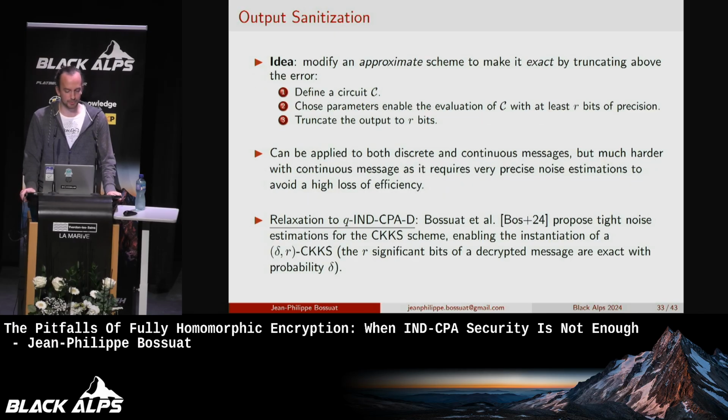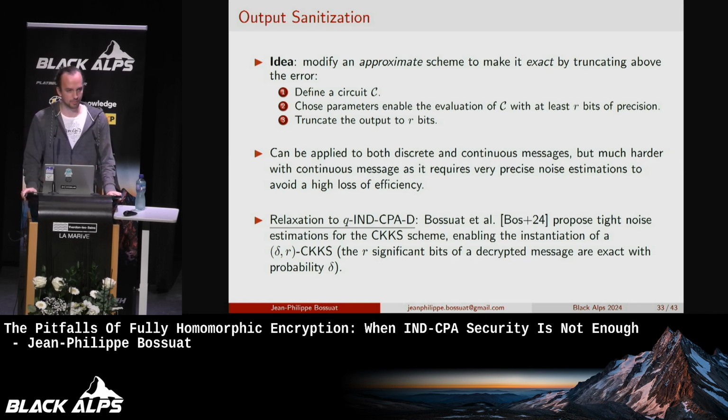And finally, you have output sanitization. Here the idea is to ensure that the scheme, even if it's approximate, is exact in a given context. The context is you always have a specific circuit, and you will choose the parameters such that you ensure that when you evaluate the circuit homomorphically and then decrypt, you have at least r bits of precision. And then you just truncate below this.